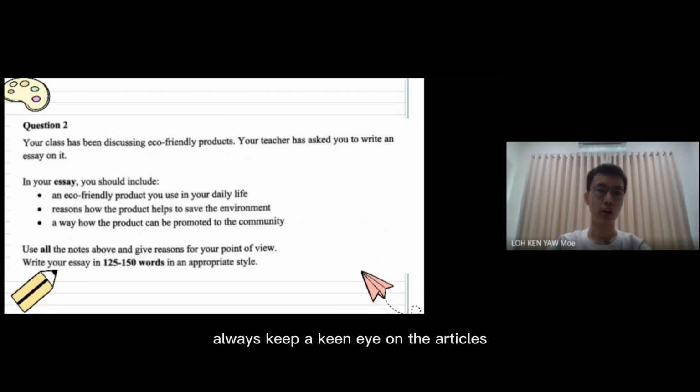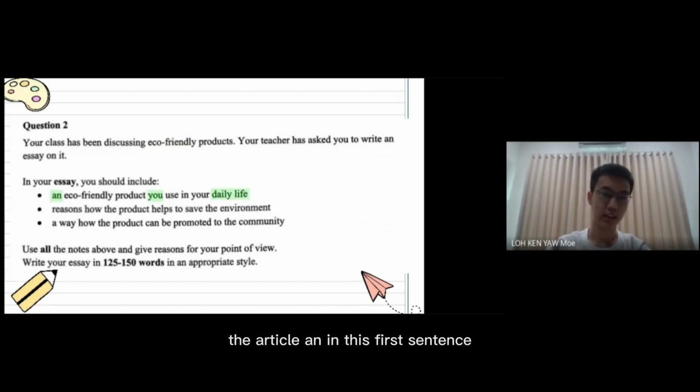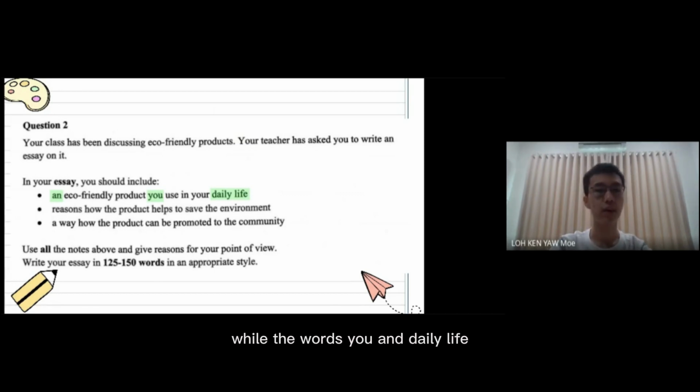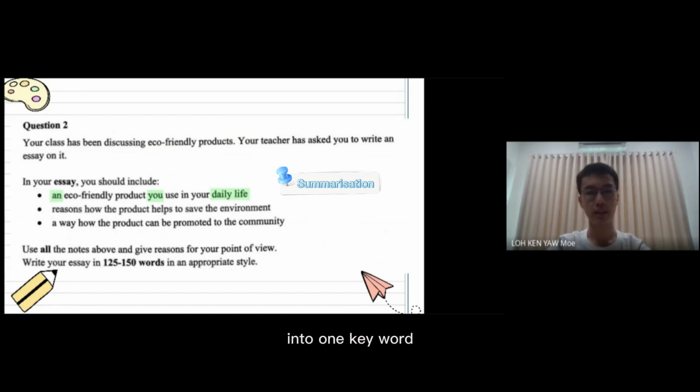In this section, always keep a keen eye on the articles such as a and the usage of s in verbs and nouns. This is due to the fact that both of these are key determinants for the content points to be written. Case in point, the article "a" in this first sentence indicates that only one product should be described, while the words you and daily life mean that the product should be used on a day-to-day basis for us students.